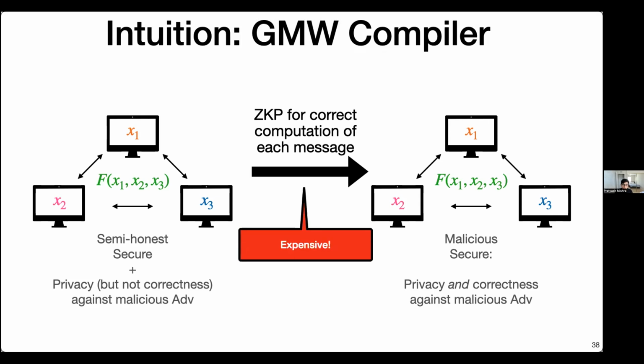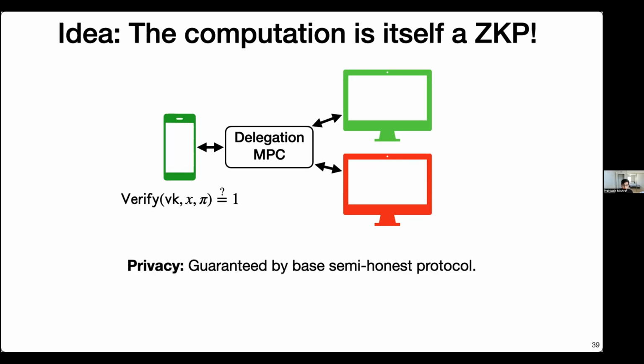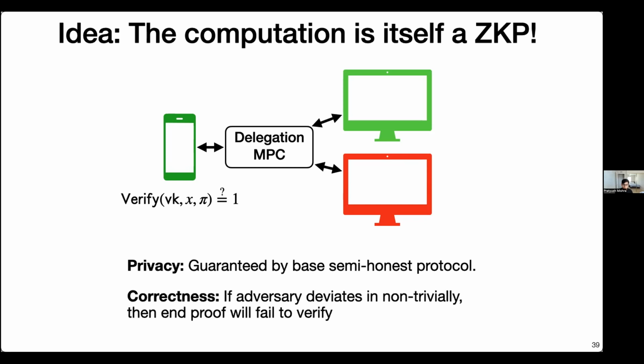Now, the downside is that, as I said, these zero-knowledge proofs are very, very expensive. So we'll try to leverage the idea that the computation we're doing is itself a ZKP. If the delegator checks that the proof is valid, maybe we can get some correctness guarantees. Privacy in some sense is guaranteed by the base underlying semi-honest protocol, which we're using, which has the property that you have privacy against malicious adversaries. And the correctness, hopefully, is guaranteed by the fact that if the adversary deviates non-trivially from the protocol, then the end resulting proof will fail to verify. That's at least our hope.